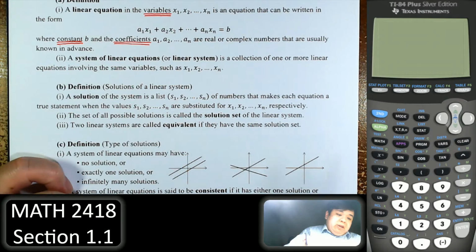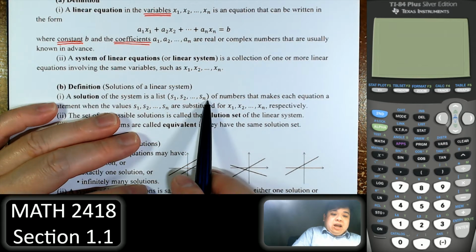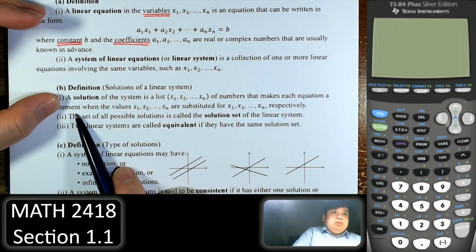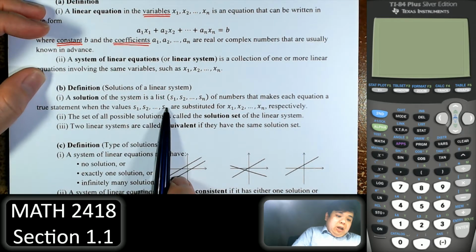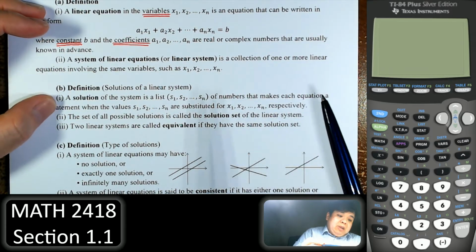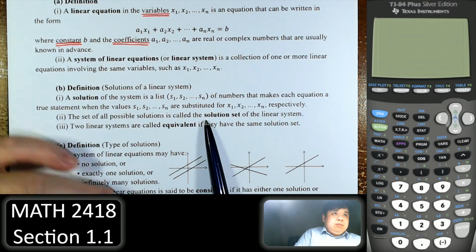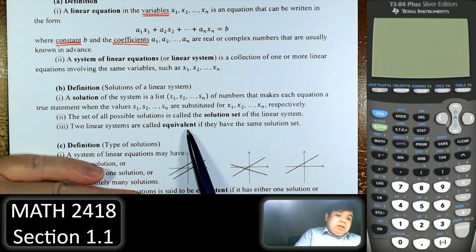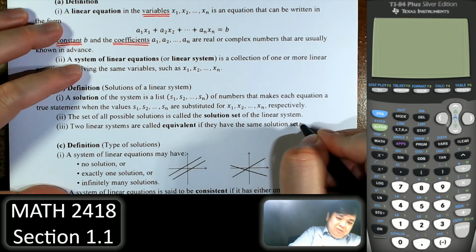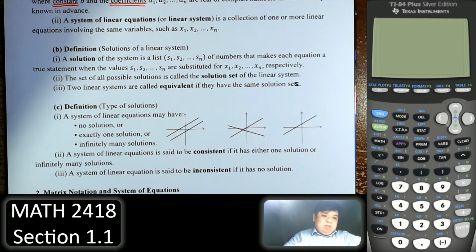A solution of a linear system. A solution of a system is the list s1 to sn of numbers that makes each equation a true statement when we substitute those values into the variables x1 to xn respectively. The set of all possible solutions is called a solution set, and two linear systems are called equivalent if they have the same solution sets. So pretty standard terminology here.